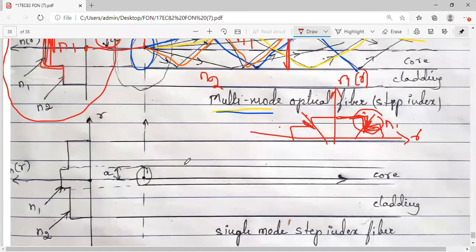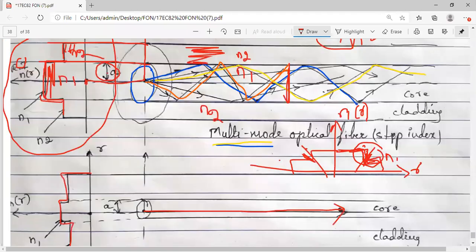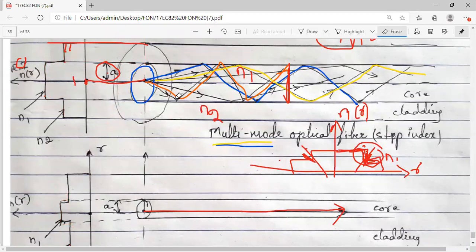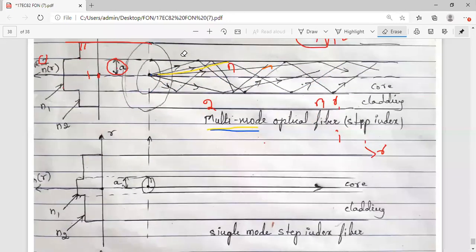And the second figure is the single mode step index fiber. You can observe there is one single ray being propagated, only allowing one mode. This is your second refractive index profile. This is also a step-like structure. There is a slight difference in both the figures. Try to identify the difference between the two figures. We'll continue in the next section.